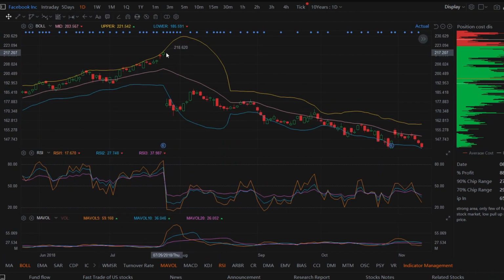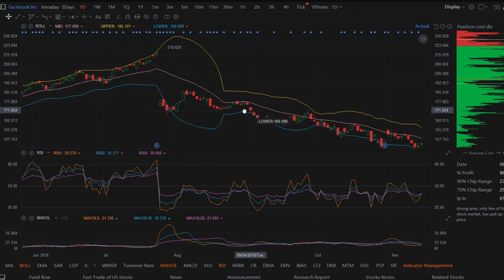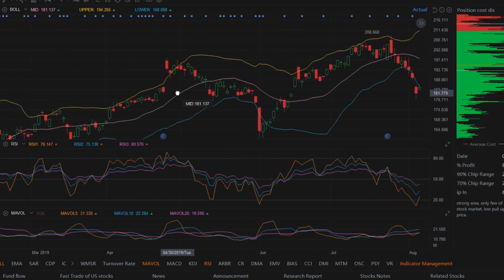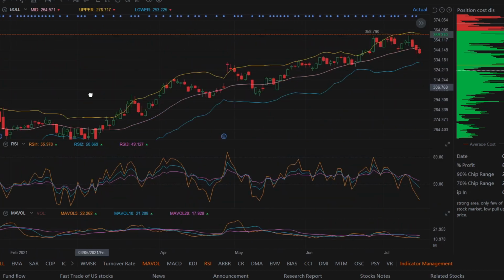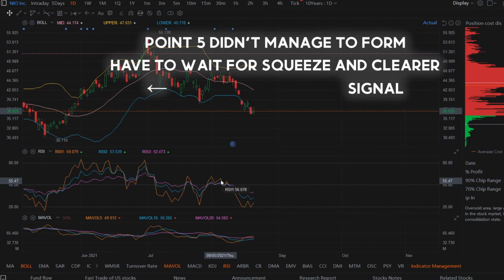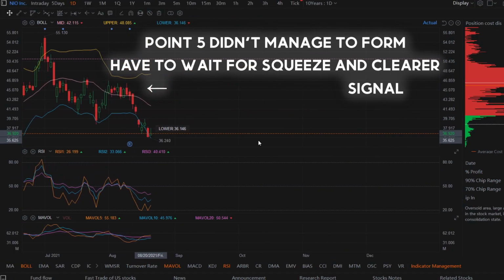Facebook: mega bulge with a huge dive, then downtrend continued with a W forming here, then breaking new high, and it's still within uptrend in a very steady mode with the new squeeze coming in. NIO: the W didn't complete forming at 0.5, then continued downtrend and bounce formed, waiting for squeeze and a clearer signal to form.